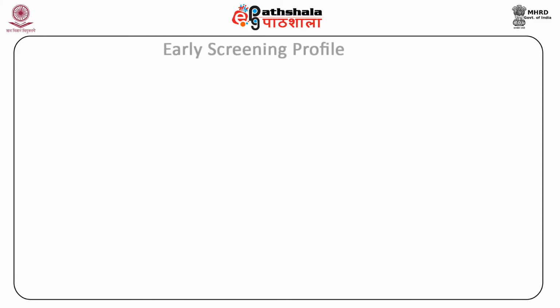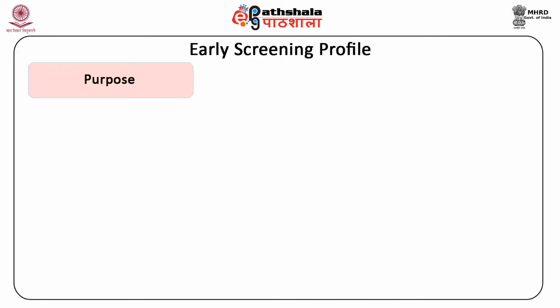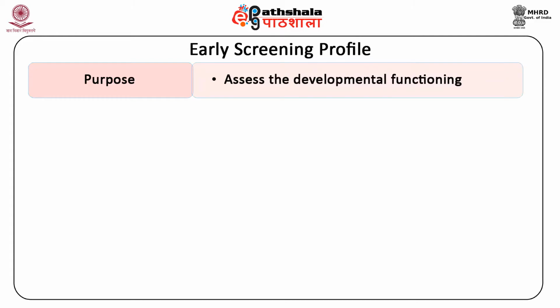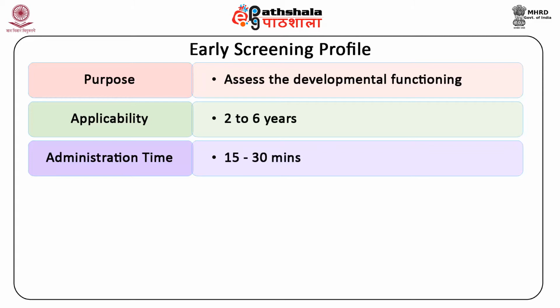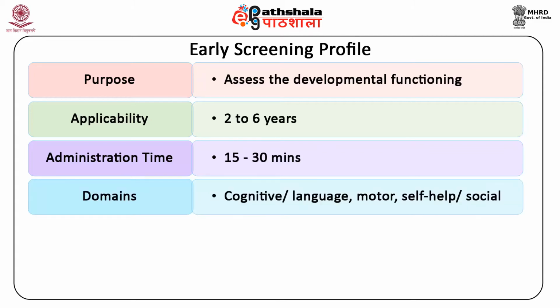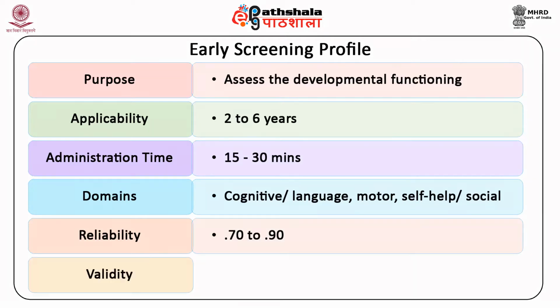Early Screening Profile by Harrison, Spalding, Lassiter, and McCloskey in the year 1990. The purpose is to assess developmental functioning. Applicability is from 2 to 6 years of age. Administration time ranges from 15 to 30 minutes. It covers the domains of cognitive, language, motor, self-help, and social. It has a reliability of 0.70 to 0.90 and validity of 0.58.